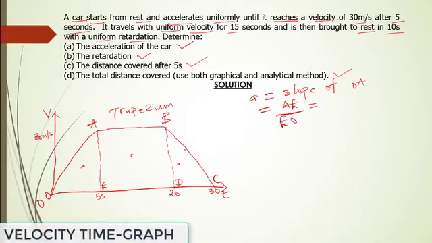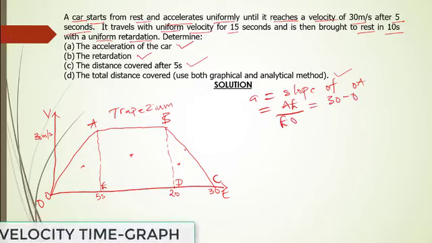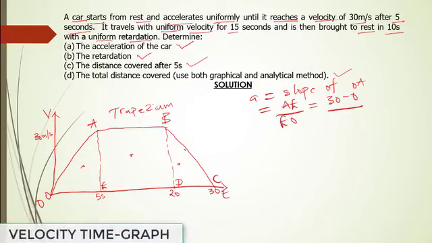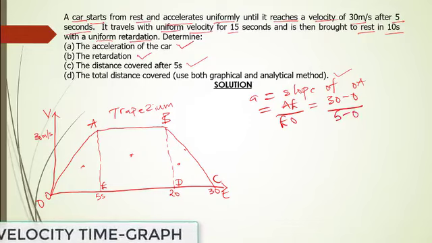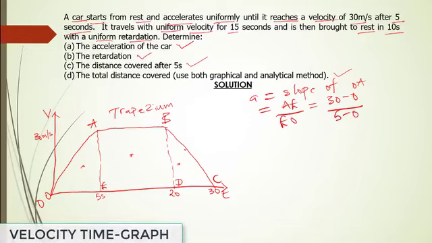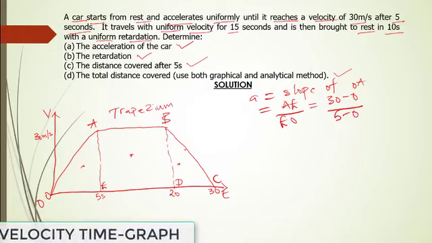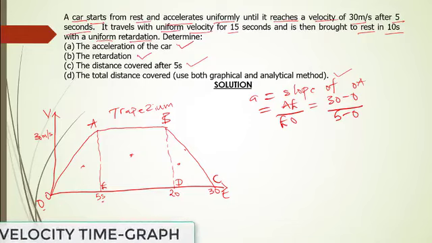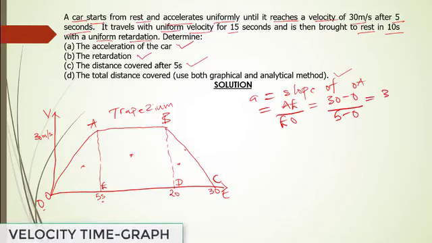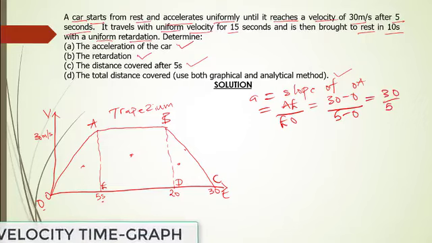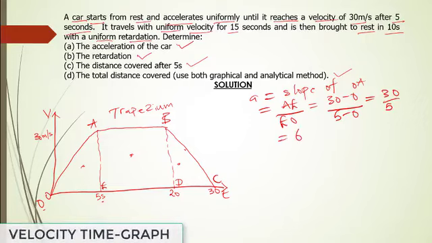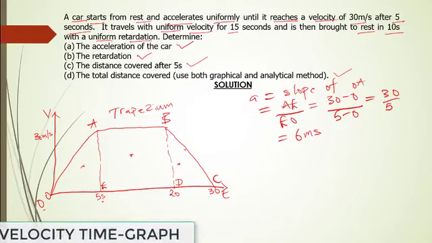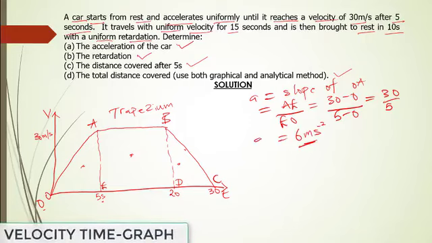So our AE is going to become 30 minus 0, and our EO is going to become 5 minus 0. In other words, final y, which is 30, minus initial y, which is 0, over final x, which is 5, minus initial x, which is 0, the body having started from rest. So when you subtract, you're going to have 30 divided by 5. And 30 divided by 5, you and I both know, is going to give us 6 meters per second squared. That is the acceleration of the body.